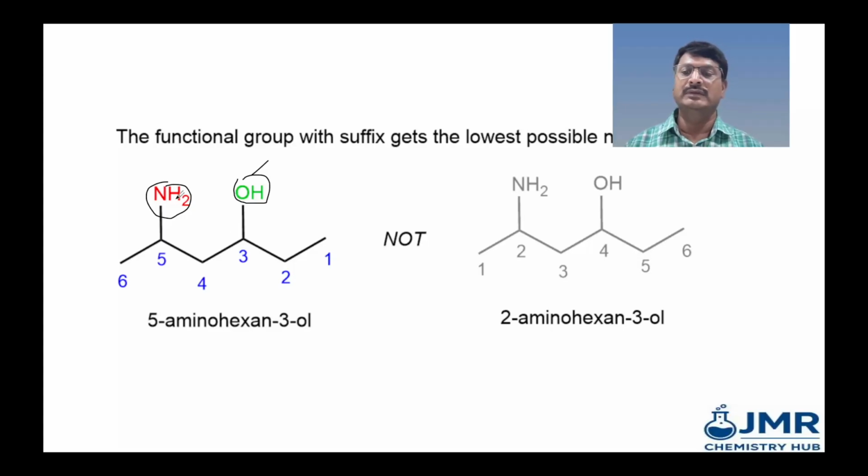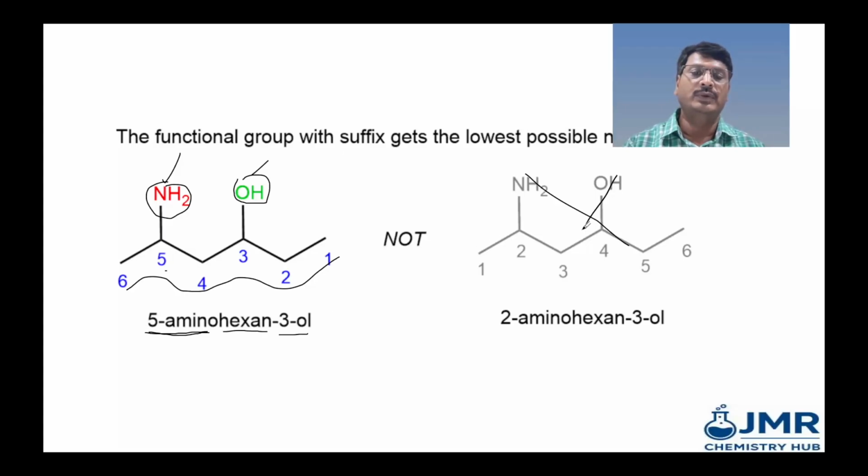When you are going to give the numbering, the functional group should get the least number. That's why you give the numbering from this side: 1, 2, 3, 4, 5, 6. So the name of the compound is 5-amino. At the 5th position, the amino group is there. Total number of carbons in the parent chain is 6, hexane, and OH is present at the 3rd position. You write 3-ol. 5-aminohexan-3-ol. But you cannot write the compound name like this; you can write the compound name like this. So 5-aminohexan-3-ol.